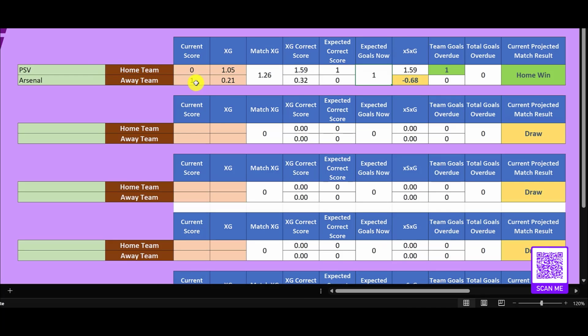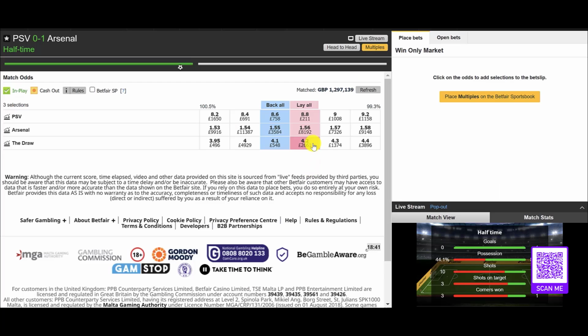So Arsenal winning the match, winning the actual match. However, XG is still saying the current projected match result is actually a PSV home win. Okay, and PSV are overdue a goal. So that tells us Arsenal might be winning, but they're outperforming their XG and they're not deserving of that lead. So we're going to look to go against Arsenal in the second half of this one.